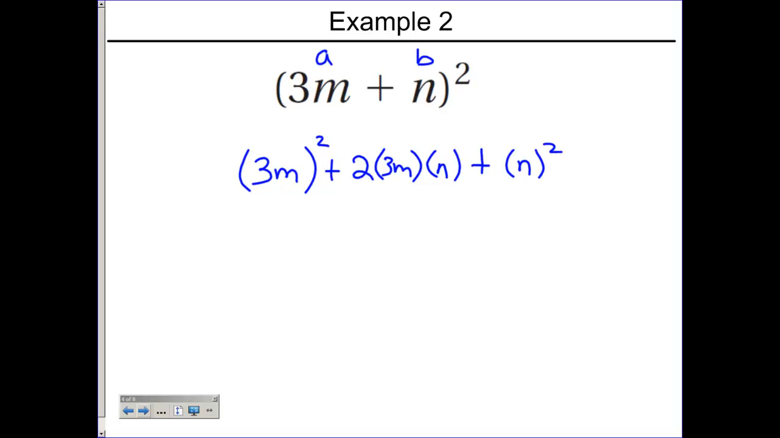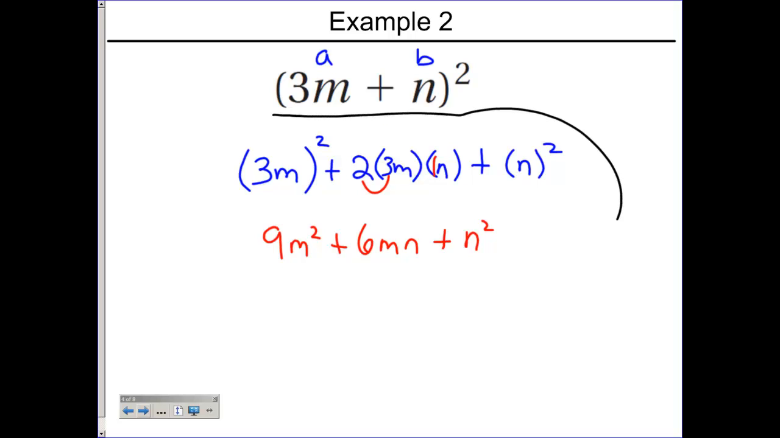So the first one is going to give us (3m) squared, which is 9m squared, plus 2 times 3 times 1 will give us 6mn, plus n to the second power is just n squared. So this entire thing right here becomes 9m squared plus 6mn plus n squared.